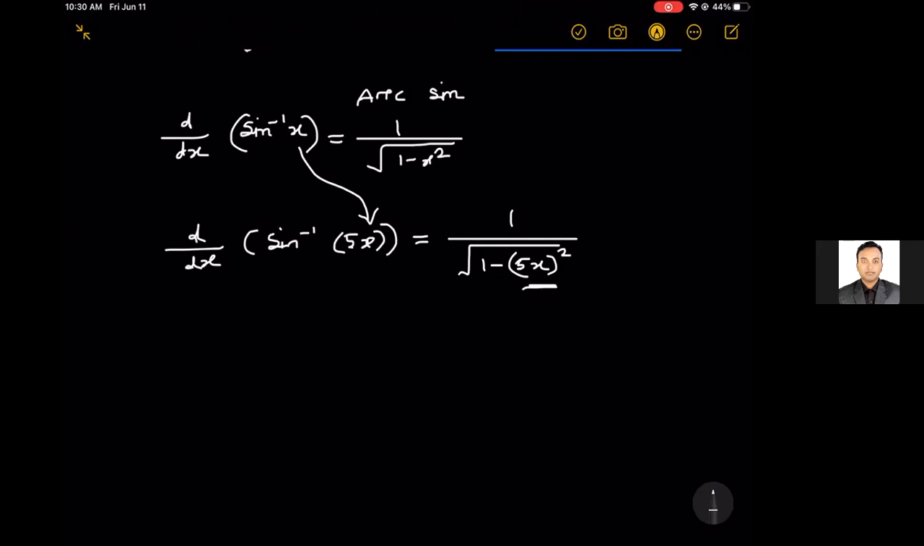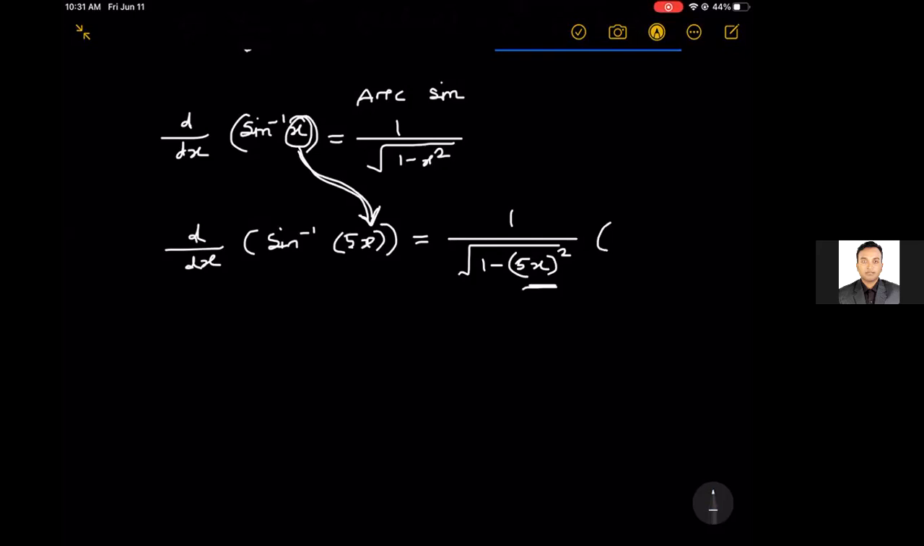The first question is, is it the x we know? We know the formula is for x. Is it that isolated variable, or do we have anything else with that? Is it of the same format? Would we have to use the chain rule? And how do you think we should do that? Just multiply everything there by the derivative of 5x.